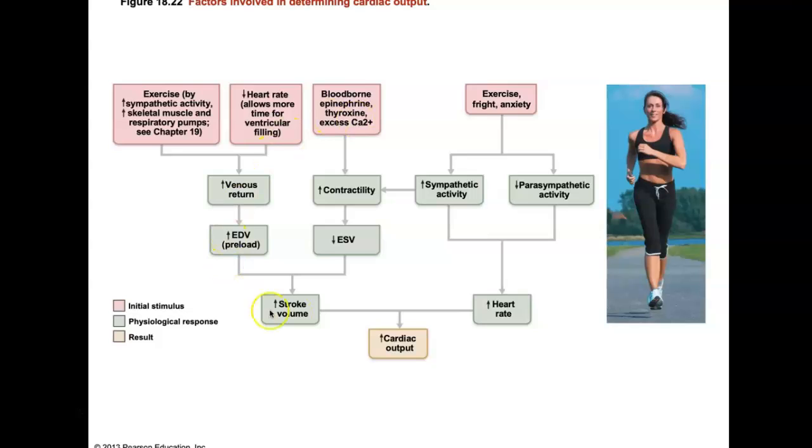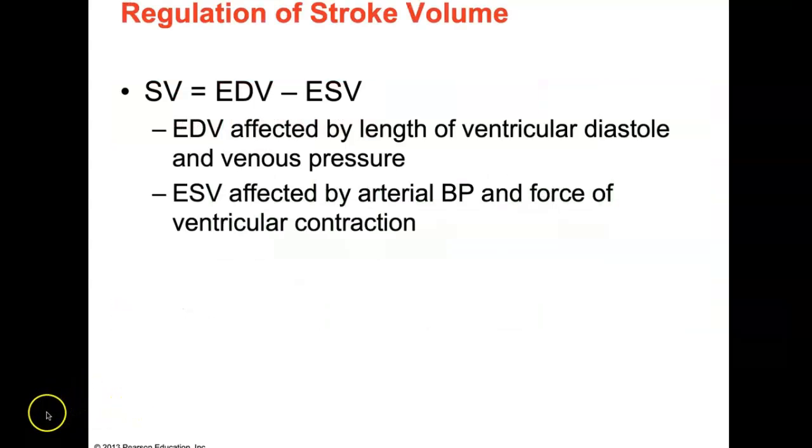So the image that you see here shows some of the factors that are responsible for affecting stroke volume and heart rate. And remember that when stroke volume and heart rate are affected, it directly affects the cardiac output. So let's take a look at some of these factors. So how can we regulate stroke volume?